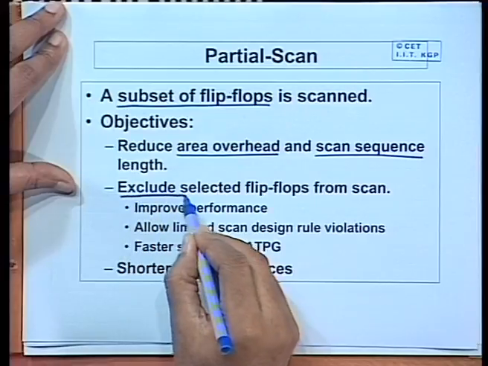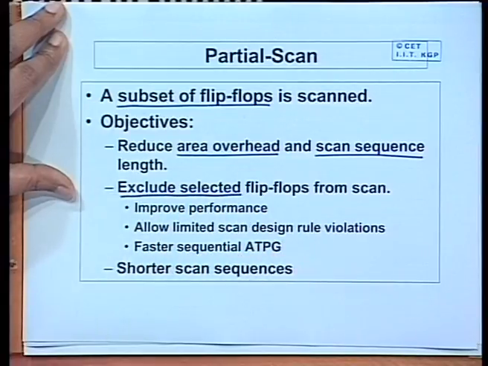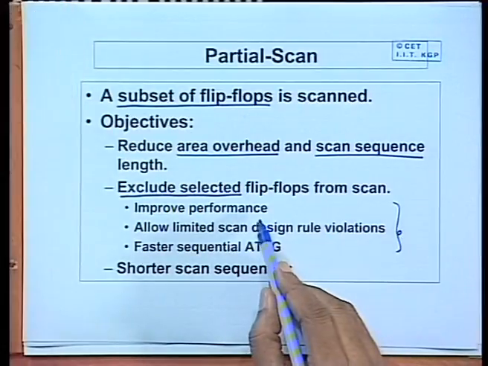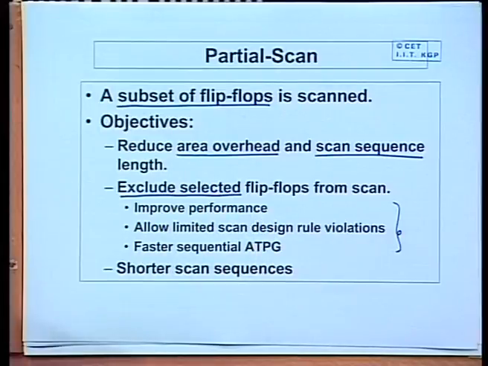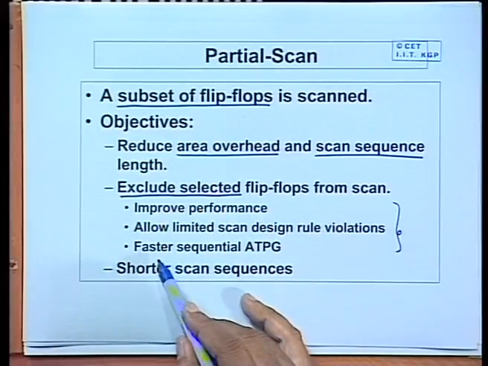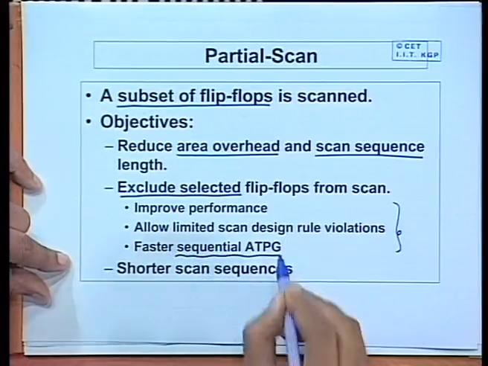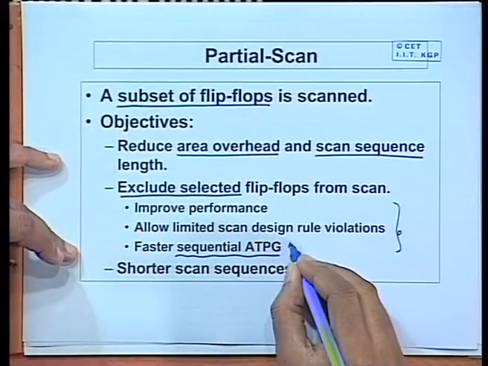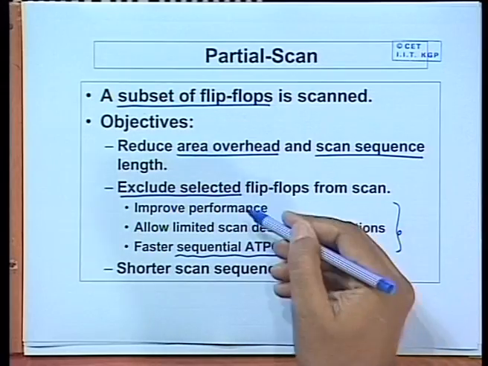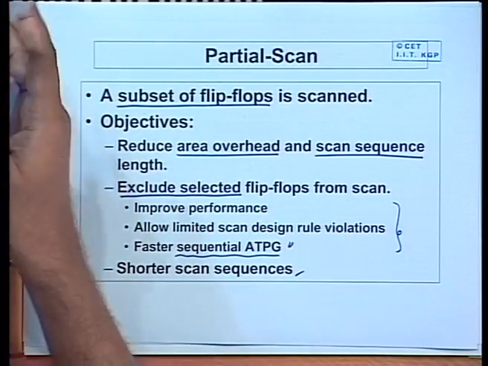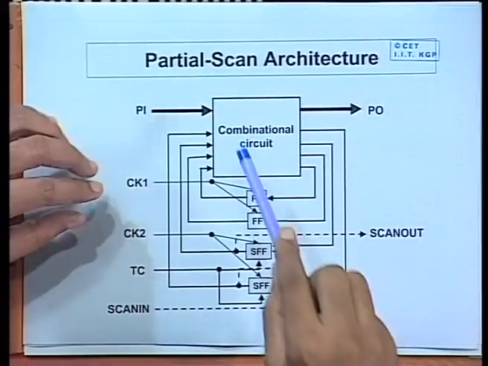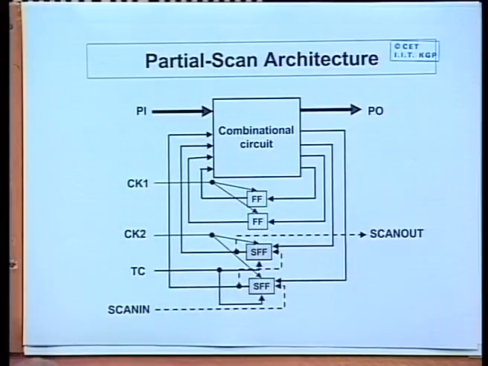Some of the selected flip flops are excluded from scan. There are ways to do this, we will talk about this. This can improve performance as compared to full scan design, and you can have faster sequential ATPG. I will just come to this point in the next slide. Shorter scan sequence I have already mentioned. So, the partial scan architecture will look like this. We have a combinational logic, there are the flip flops. Some of the flip flops you convert into scan, some you do not.